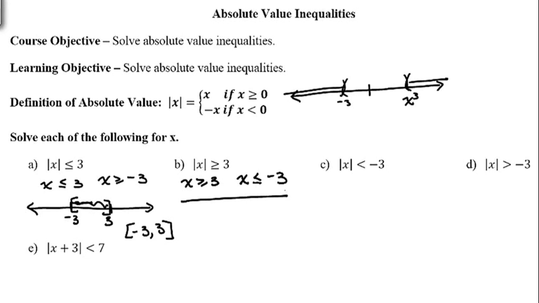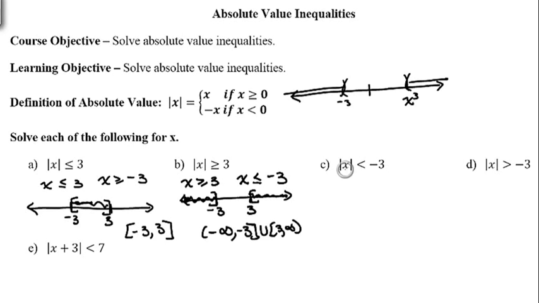And then we're going to graph it on a real number line. And so it says x is greater than or equal to +3, so that's everything to the right. And then x is less than or equal to -3, so it's everything to the left of -3. So this time it's going to be -infinity to -3, union 3 to infinity. Everything that we shaded.